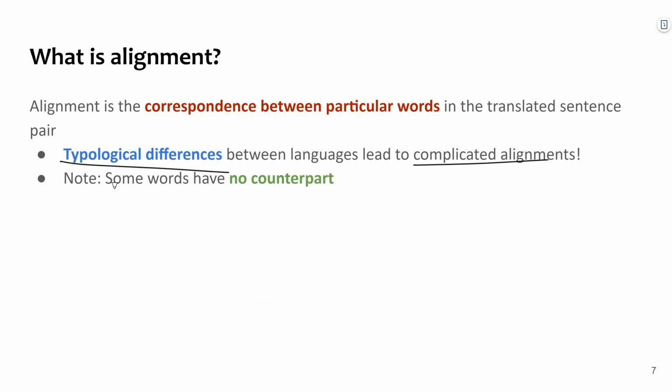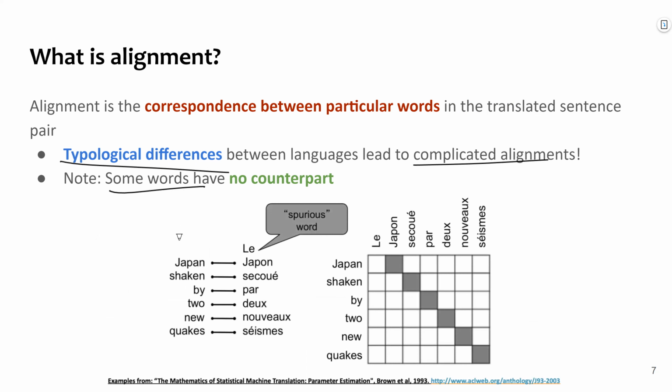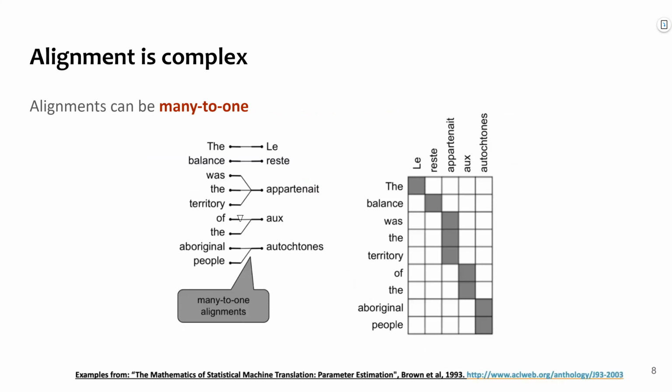And one thing to note here is that some words have no counterpart. For example, here, this word le is a spurious word. There is no corresponding word in the English counterpart. And this is not the only side case we need to think about. Alignments can be many to one. So these three words correspond to this one word in another language.